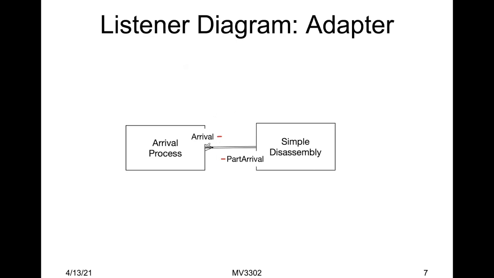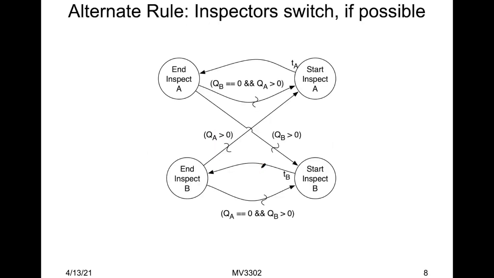So an adapter will take an arrival event in the arrival process. As far as the arrival process goes, this arrival event is what happens. But when it dispatches it via an adapter, this changes it into a part arrival. And that allows us to use an arrival process to drive our simple assembly.